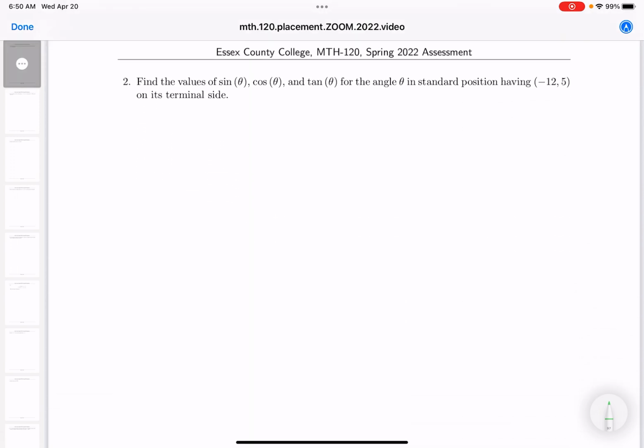All right, it says find the values of sine of theta, cosine of theta, and tan of theta for the angle that's in the standard position with the terminal side having the point minus 12, 5. All right, so I'll put my xy axis down, or abscissa ordinate, and kind of ballpark where this would be. And this is somewhere over here. All right, this is the terminal side. There's a point on it, and that point is going to be minus 12, comma 5. And this is the angle theta, and we're in standard position.